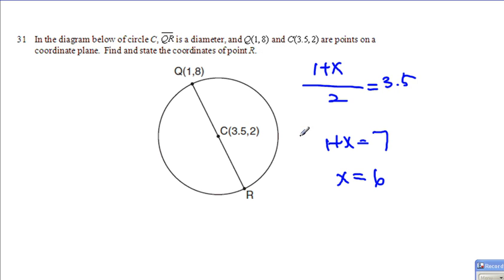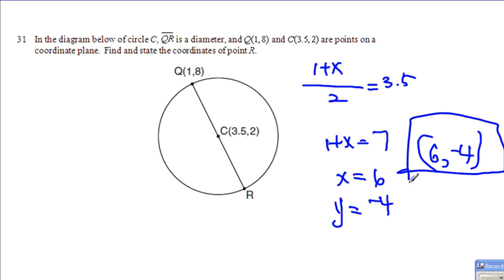Now, second one. But in case of y, another way of looking at it is 8 became 2, that means you subtract the 6. You can subtract 6 from 2, then we'll get y value will be negative 4. Either way is fine. Then r will be equal to 6 comma negative 4. That becomes our final answer.